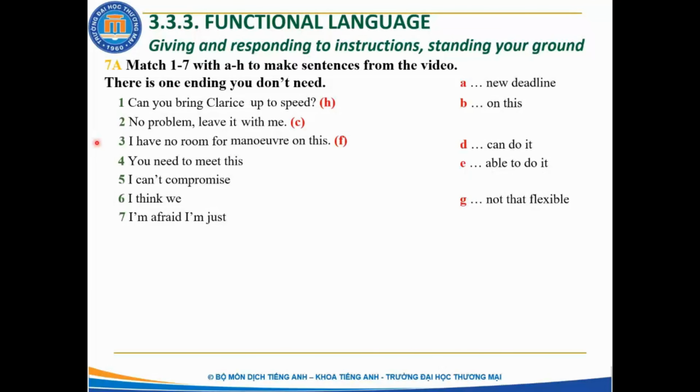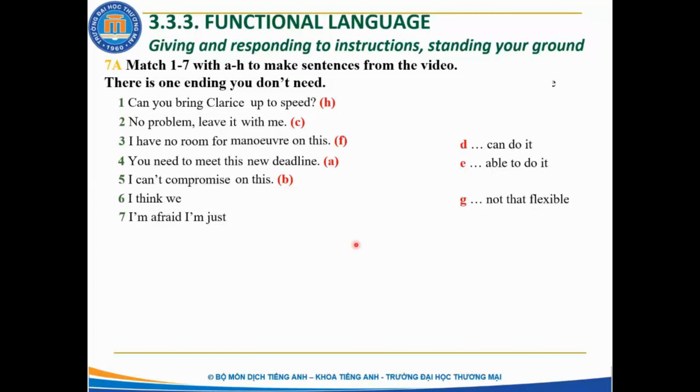I have no room for maneuver on this. Tôi không thể nào thay đổi hay là điều chỉnh được cái việc này. And number 4, you need to meet this new deadline. So we match number 4 with A. Number 5, I can't compromise on this. We match number 5 with B. Tôi không thể nào thỏa hiệp được cái việc này.